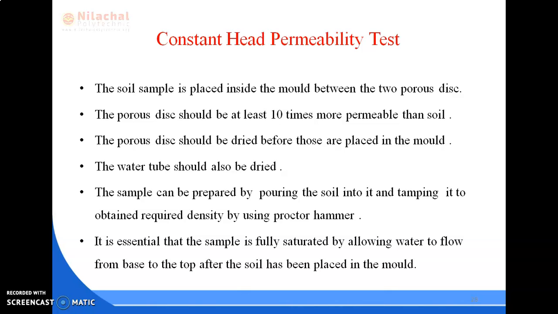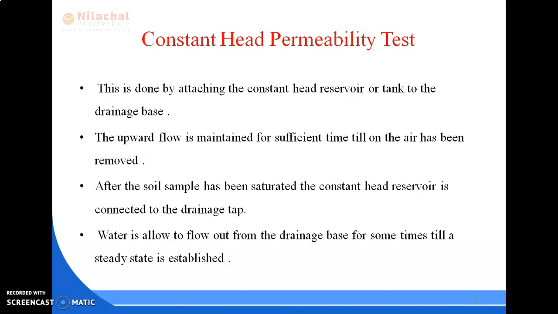It is essential that the sample is fully saturated by allowing water to flow from base to top after the soil has been placed in the mold. This is done by attaching the constant head reservoir or tank to the drainage base. The upward flow is maintained for sufficient time till all the air has been removed. After the soil sample has been saturated, the constant head reservoir is connected to the drainage tap. After that, water is allowed to flow out from the drainage base for some time till a steady state is established.